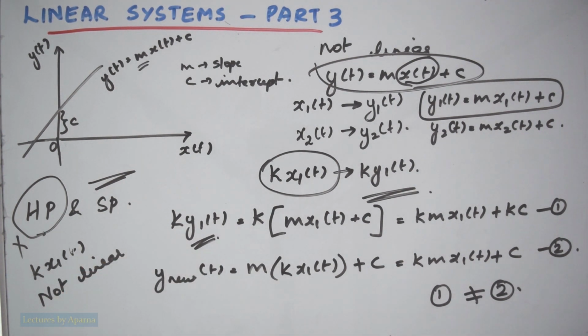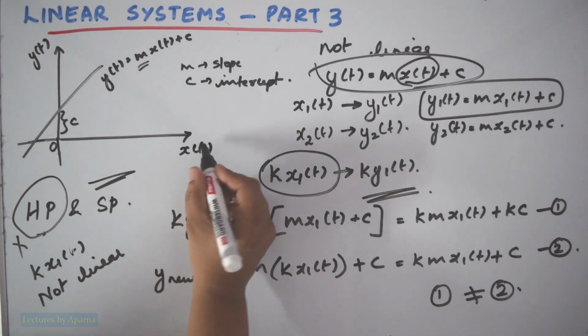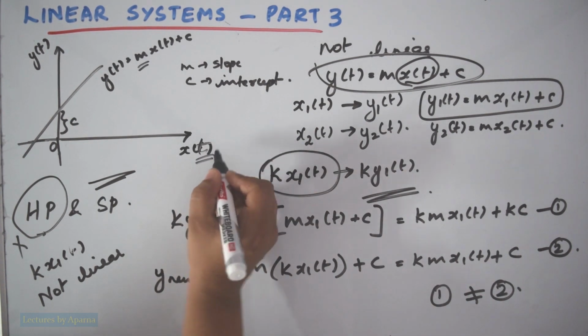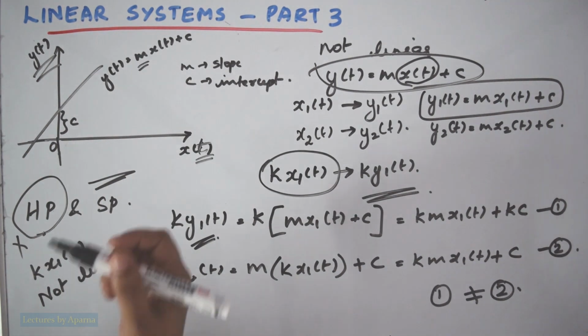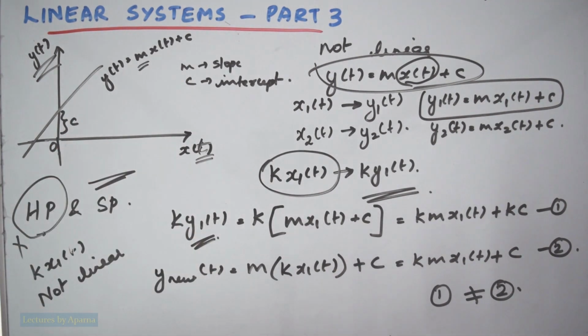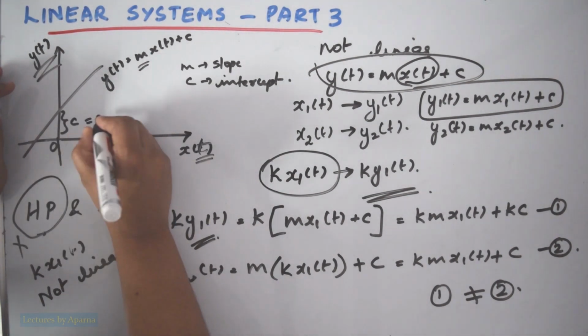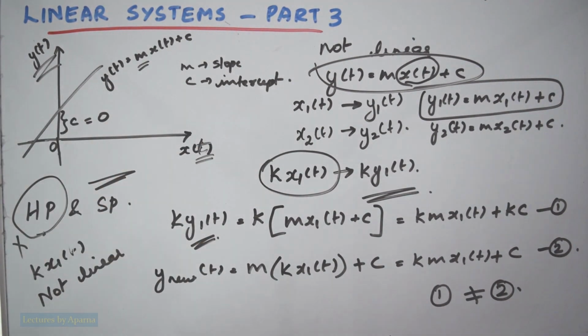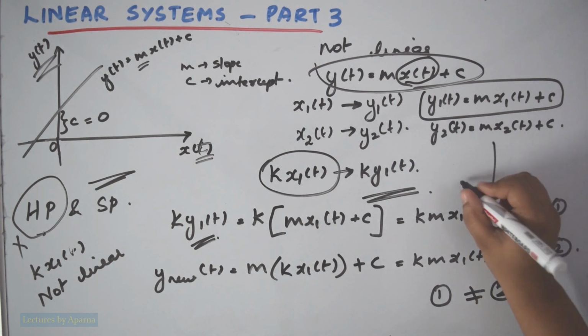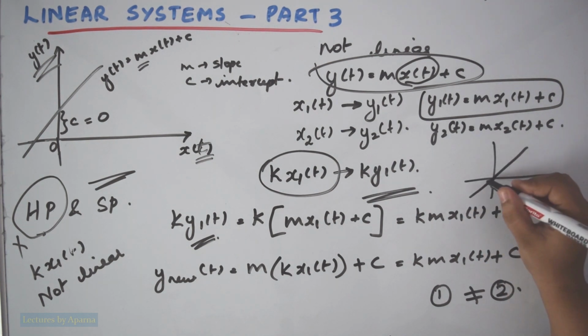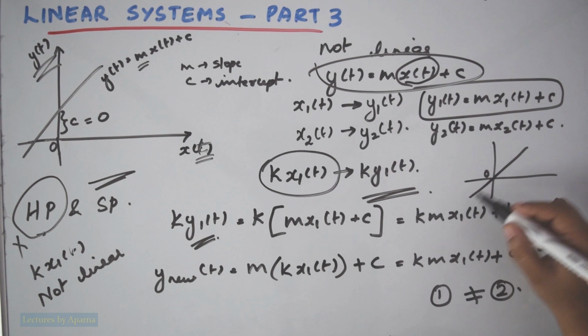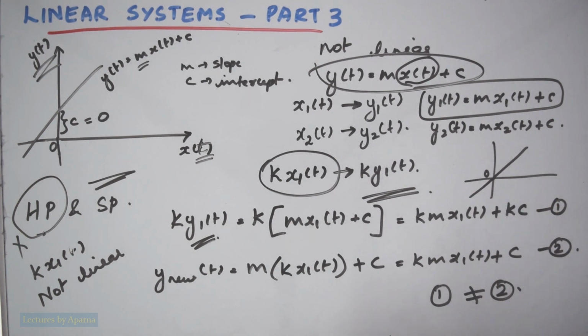So even if the relation between the input and output is a straight line, it need not be linear. It will be linear if the value of c is equal to 0. That is, c equal to 0 means it is passing through the origin. That is, if the straight line is passing through the origin, then it will be linear. But if it is having an intercept, then the system will not be having the linearity property.